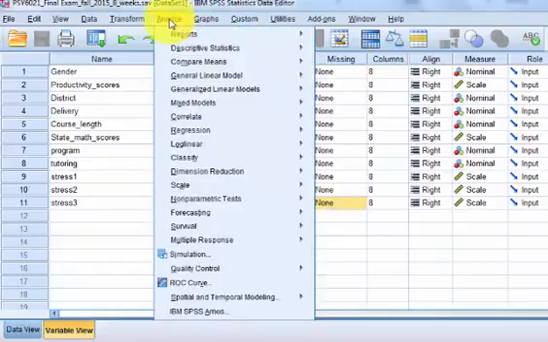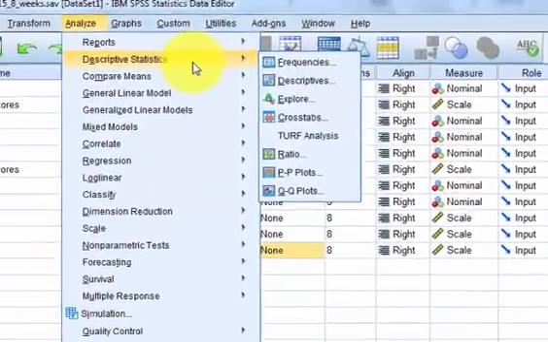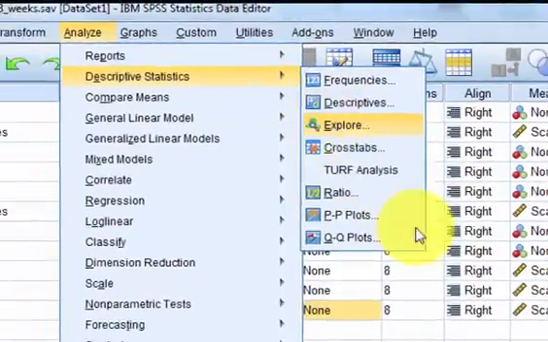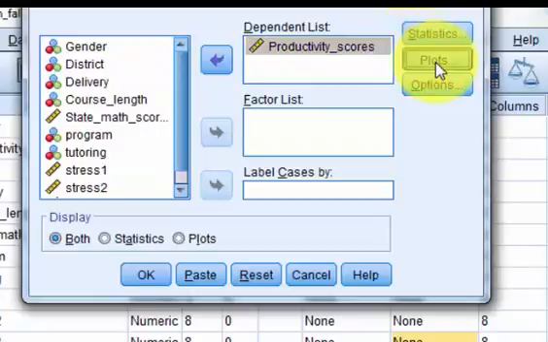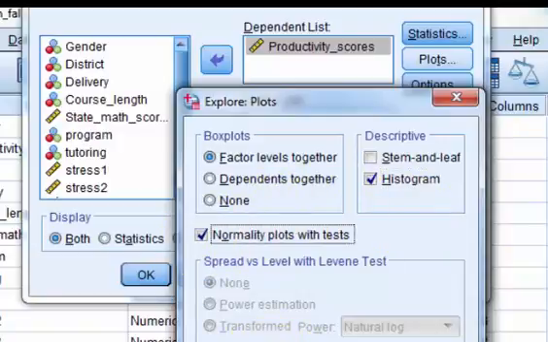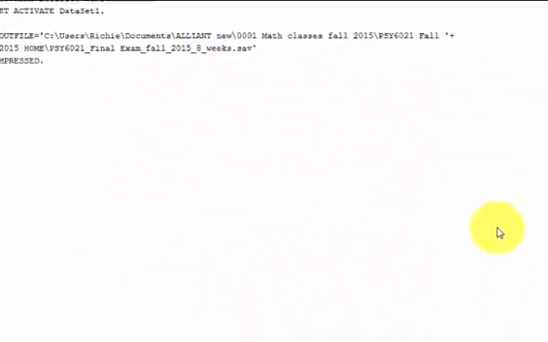So, we're going to go to Analyze, Descriptives, and I prefer Explore. There's other ways to do this, but I prefer Explore. And productivity scores. And I'm just going to go by the histogram, which, histograms aren't perfect for SPSS, so don't trust them, but always trust normality plots. That's going to give us the Kolmogorov-Smirnov normality test.